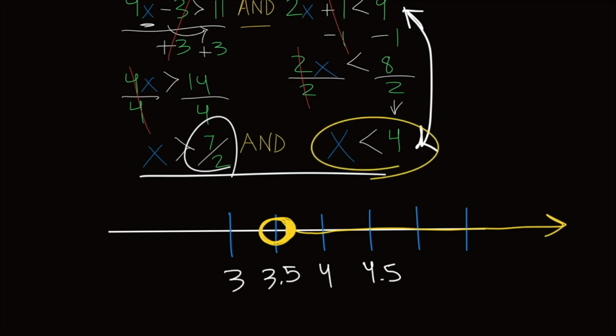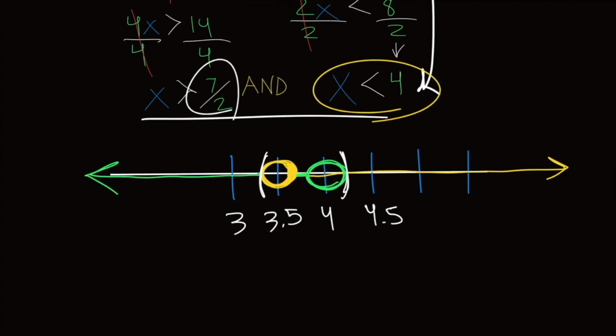x is less than 4. We're going to draw a circle at 4 and then an arrow going all the way this way. The solution here, we do have a solution, and it's going to be this range right here.